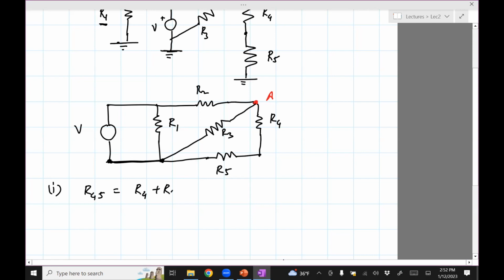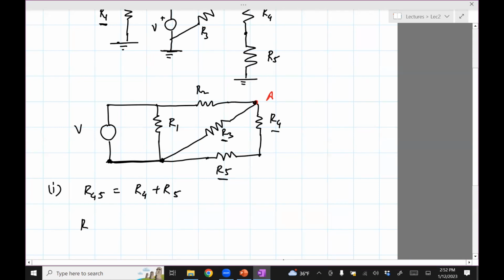But series is R4 plus R5. Now, once R4 and R5 are combined, we see that the combination of R4 and R5 will be in parallel with R3, right? Because they share the same two ends. They're connected to the same two ends.